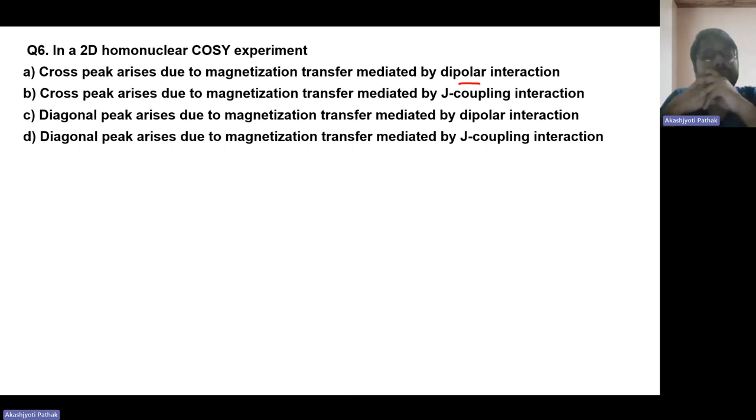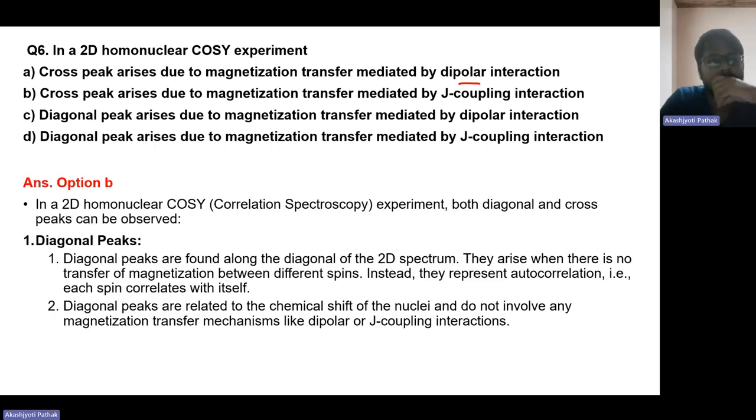We saw that the first term was giving us the diagonal peak, second term was giving us the cross peak. So the correct answer is option number B. The cross peak was arising due to magnetization transfer mediated by J coupling interaction. So try to understand the explanation.